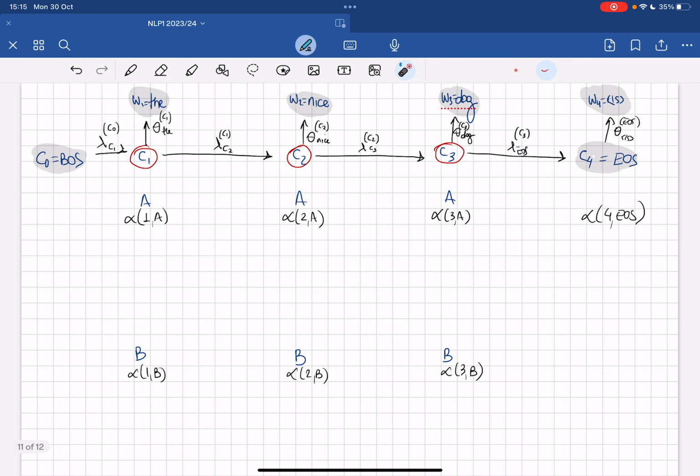Okay, so what do I have here? I have our example again. C1 generates "the", C2 generates "nice", C3 generates "dog", C4 generates the end of sequence symbol. I introduce my artificial tokens here, and I show you the transition and emission probabilities.